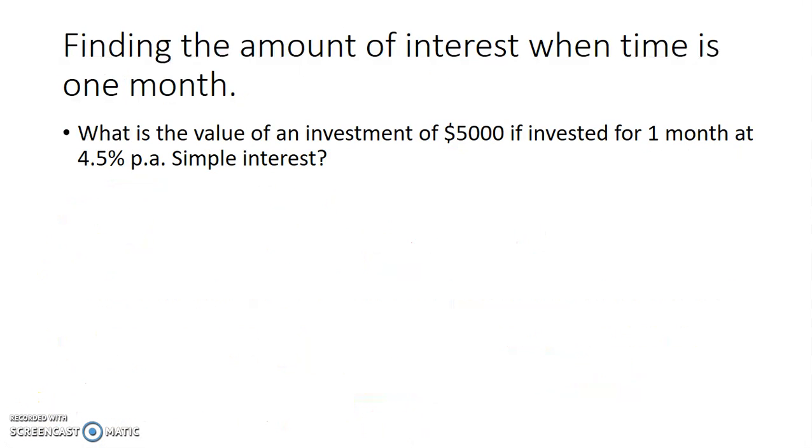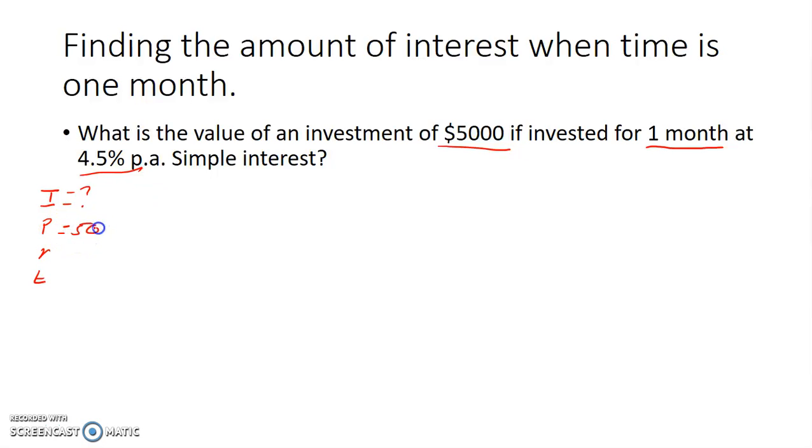The next one: what is the value of an investment when $5,000 is invested for 1 month? There's two different ways that I'm going to do this. Either way will be quite acceptable. So if I use my formula, I'm going to write the letters down the side of the page again. P, T. My interest, I don't know yet.